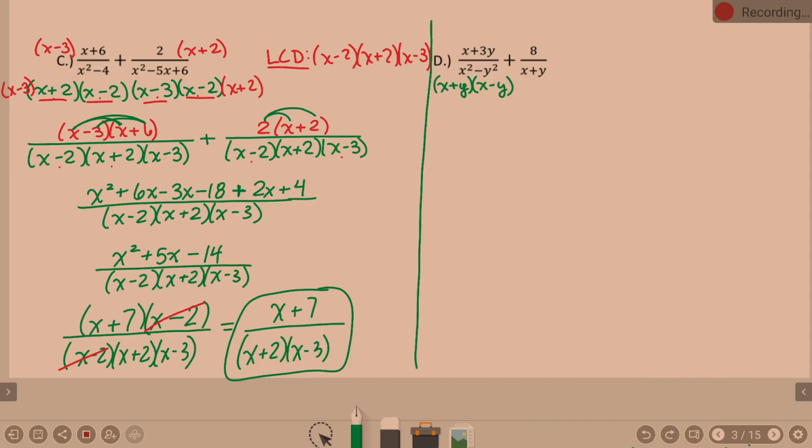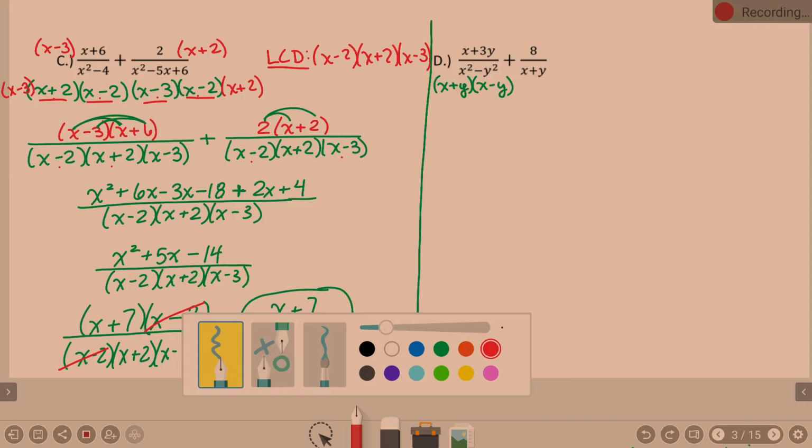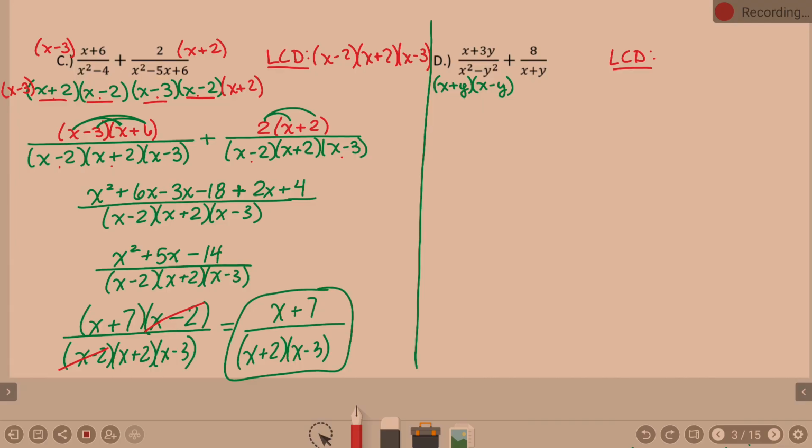But what about x plus y? That denominator is good to go. It's kind of a hint when it already matches one of the other pieces. So what are we going to do for our least common denominator? What matches? We have an x plus y in common. What do we have in the way of leftovers? An x minus y. So my least common denominator is going to be x plus y and x minus y.